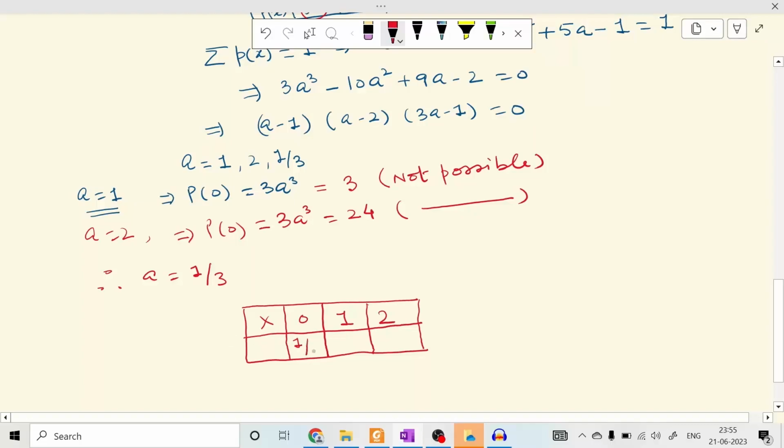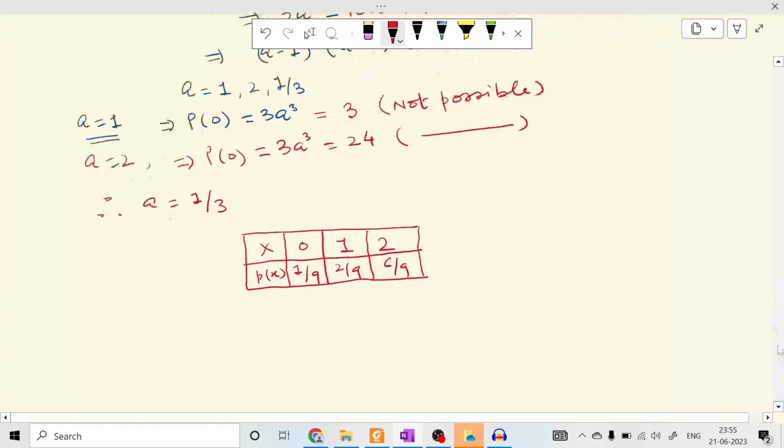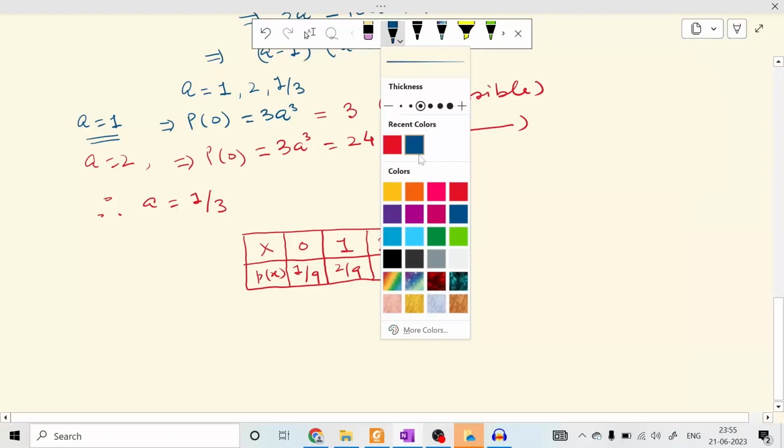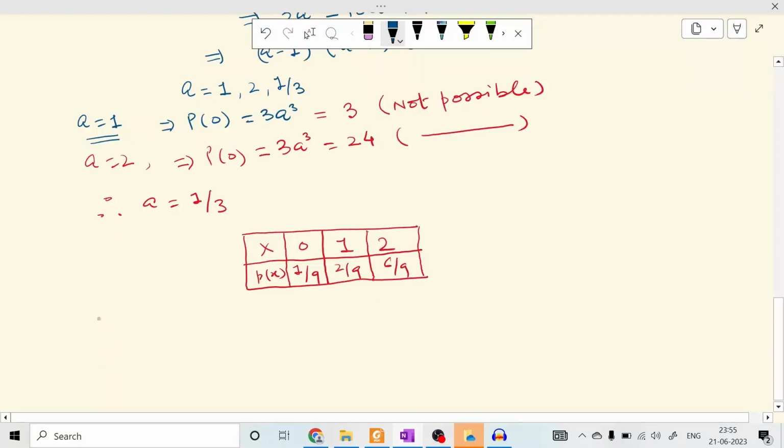So the probability of x will be coming out as 1 by 9, 2 by 9, and finally we are left with 6 by 9. So in this way, now we have the probability distribution of this discrete random variable. Fine. Now in order to obtain the distribution function, our next part is the distribution function. So we have to determine the distribution function.